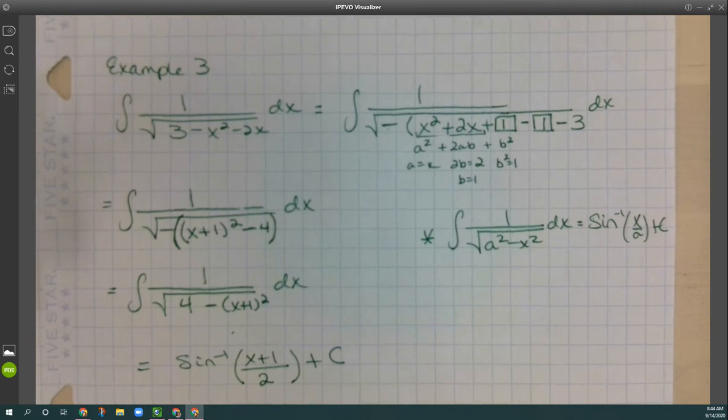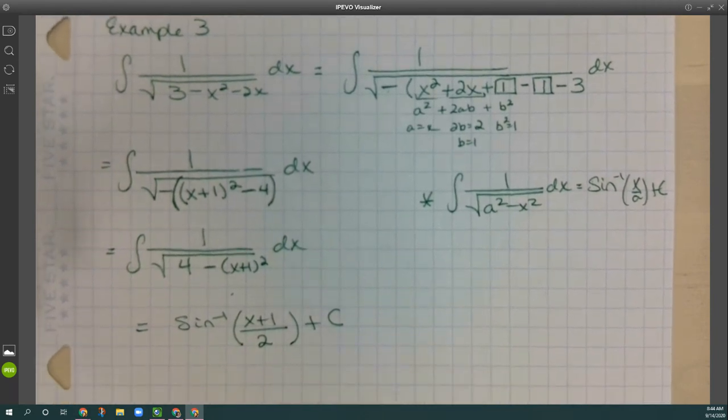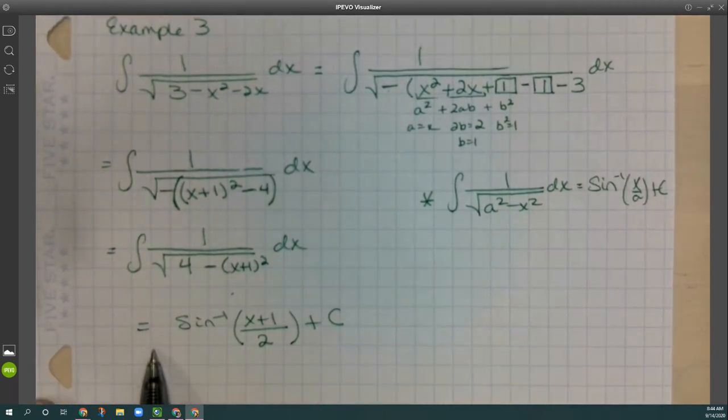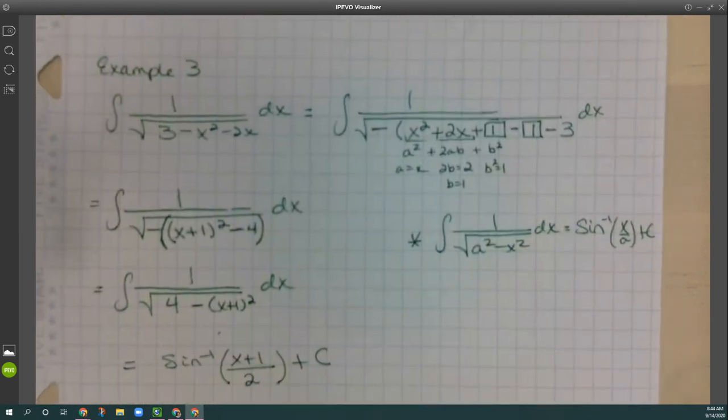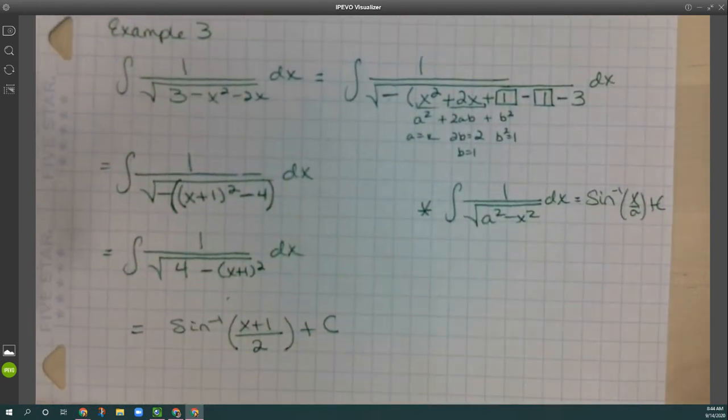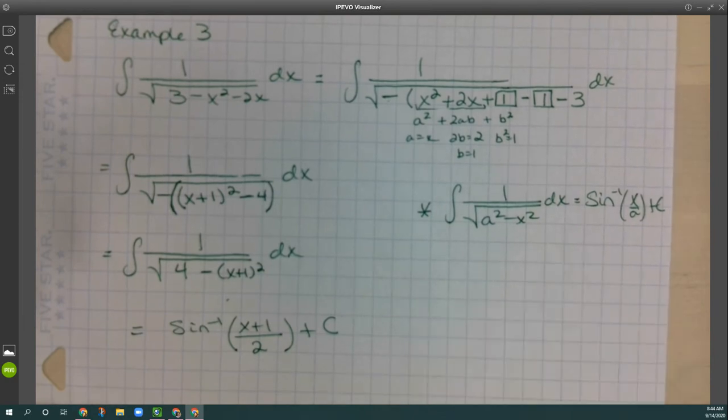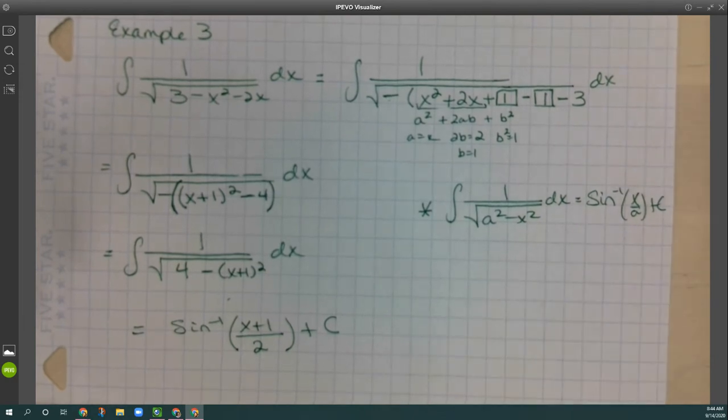Now, again, hopefully you are wondering, why does it come out that way? Why do I not have the 1 over 2 in front like we did previously with the inverse tangent? I'm going to show you why that is. If you're good with the rule, you can stop the video now and move on to practice.